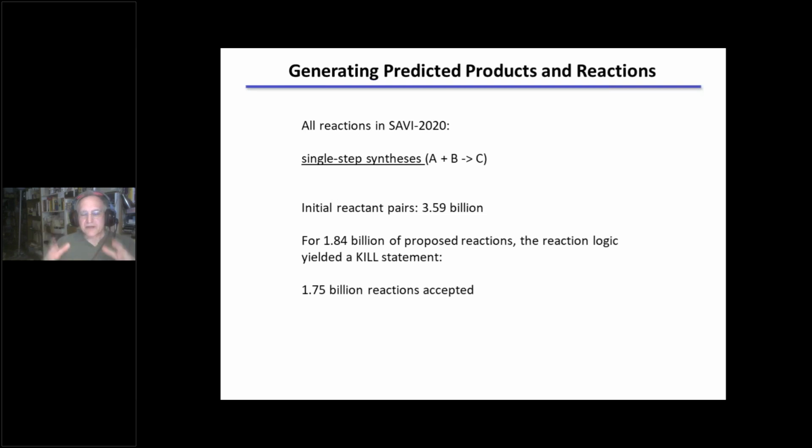Very importantly, all of SAVI 2020 are single-step reactions. As I just said, A plus B gives C. Okay, the simplest chemistry that you can imagine. The initial reactant pair number that we looked at is about 3.6 billion. And for a little bit more than half, the reaction logic actually killed it and said, no, don't do it. Okay, so we were left with 1.75 billion reactions that were accepted by the reaction logic.